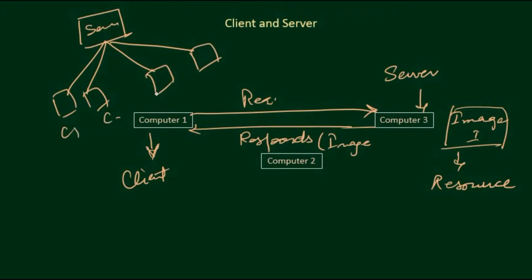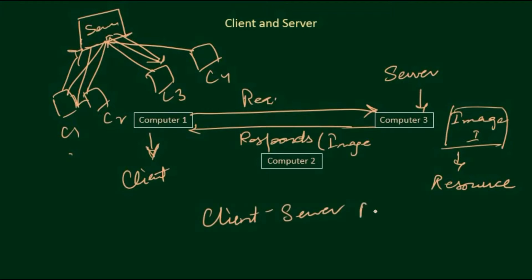So if computer 1 wants some resource from computer 3, it will send a request to the server, the server will get the resource from computer 3 and provide it to computer 1, right? In that case as well, all the computers will be behaving as a client, whereas there is one central server, right? So this is what we call a client server model. Okay, so moving on to the next thing.